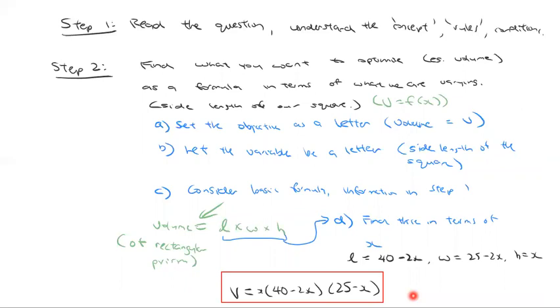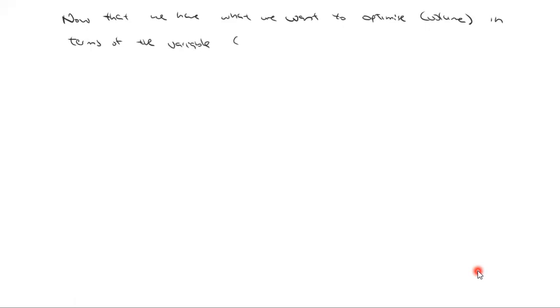All right. Well, that's great, because step 2 is generally where I think most people have trouble with the question. If you're fine with step 2, then the rest is really easy. Because now that we have V in terms of x, what we want to optimize is volume in terms of the variable, the side length. We just optimize it. So that is here: maximize.